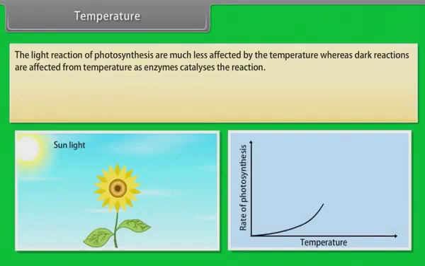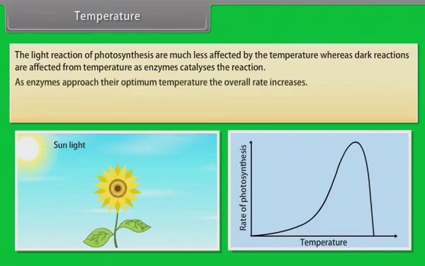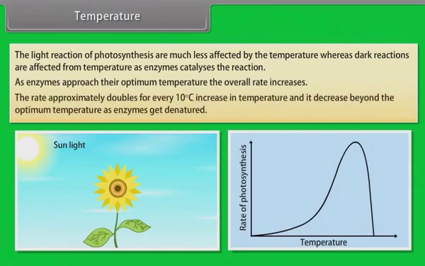Temperature. The light reactions of photosynthesis are much less affected by temperature, whereas dark reactions are affected by temperature as enzymes catalyze the reactions. As enzymes approach their optimum temperature, the overall rate increases. The rate approximately doubles for every 10 degrees Celsius increase in temperature, and it decreases beyond the optimum temperature as enzymes get denatured.